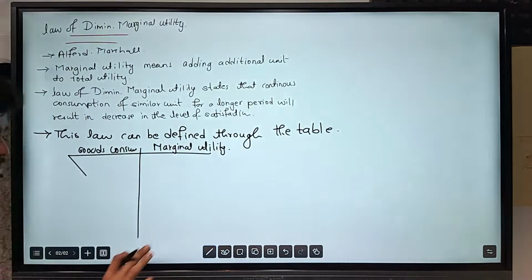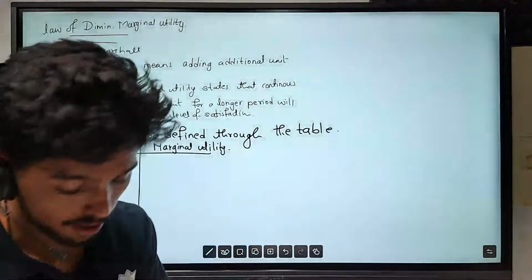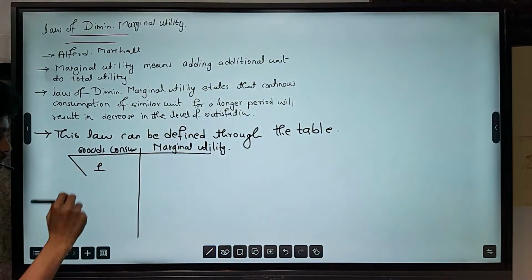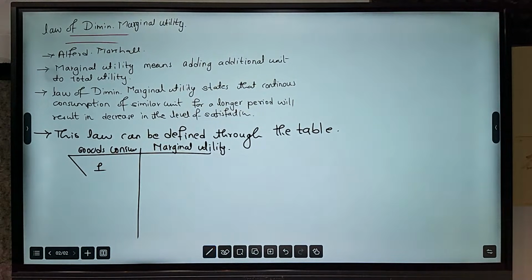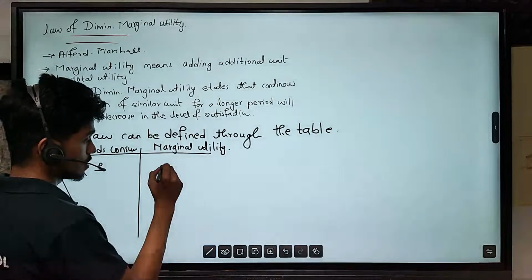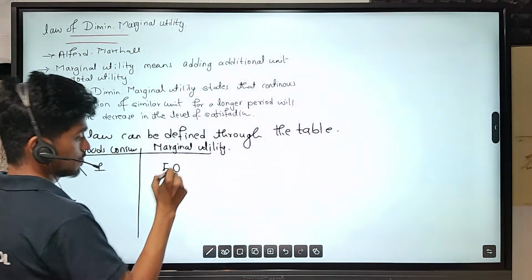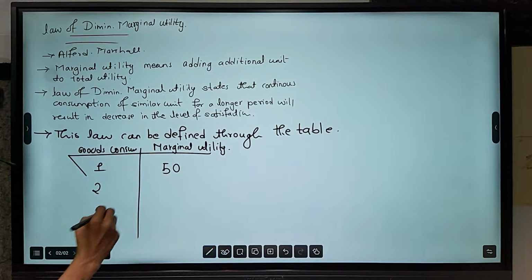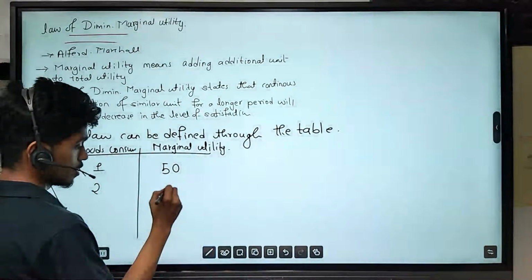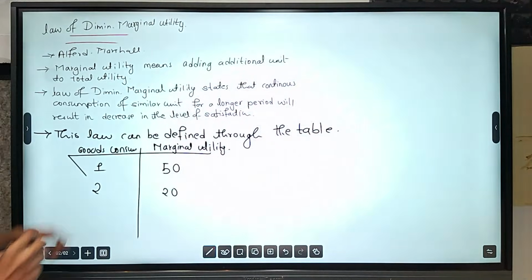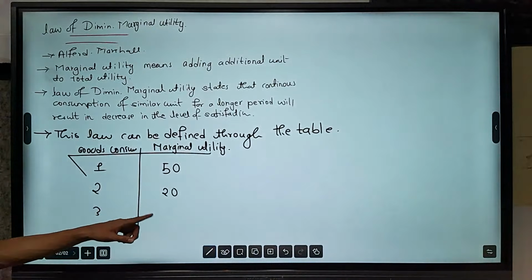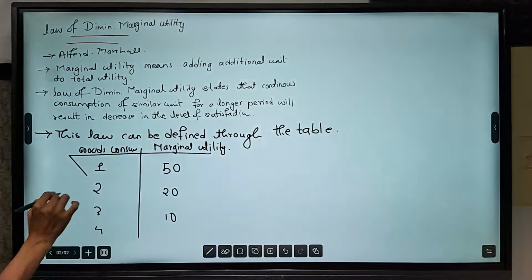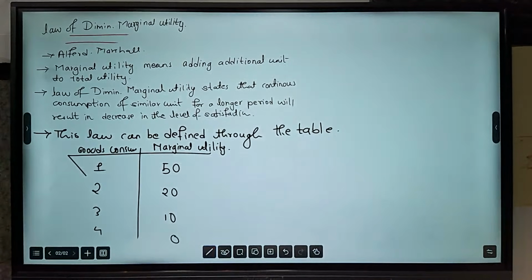You can add your own numbers. You don't need to learn anything by heart. Now, if you consume the first good, the total marginal utility is, suppose, 50. Then you consume the second good, the marginal utility is 20. When you consume the third good, the marginal utility is 10. When you consume the fourth good, the marginal utility becomes 0.